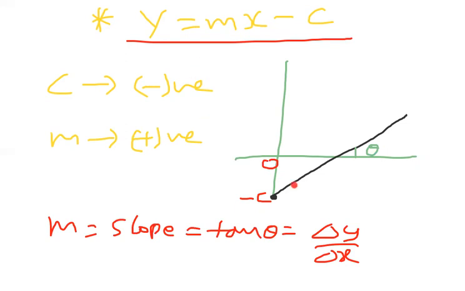M positive means the y value increases as x increases, and y decreases as x decreases. That is a positive slope here. But C negative means the graph touches a negative y-axis point. We call it y equal to mx minus c. Like that we can write. So this is the information for the y equal to mx minus c condition.